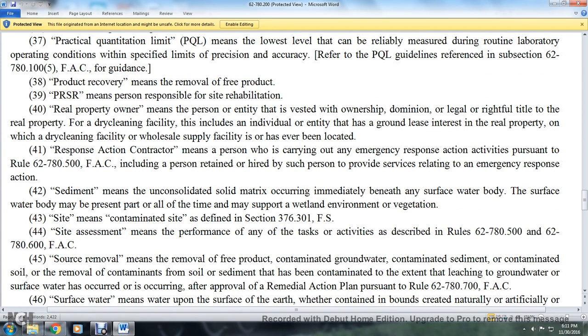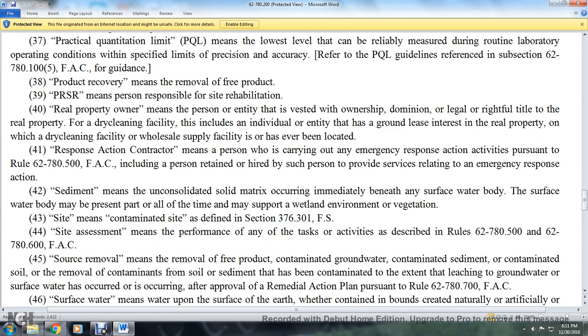Sediment means an unconsolidated solid matrix occurring immediately beneath the surface of a water body. The surface water body may be present all the time, and there may be supportive wetland environmental vegetation. Site means a contaminated site as defined in section 376.301. Site assessment means the performance of any of the tasks and associated activities described in Rule 62-780.500 and 62-780.600.